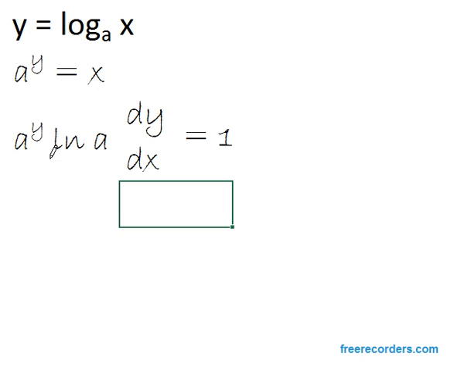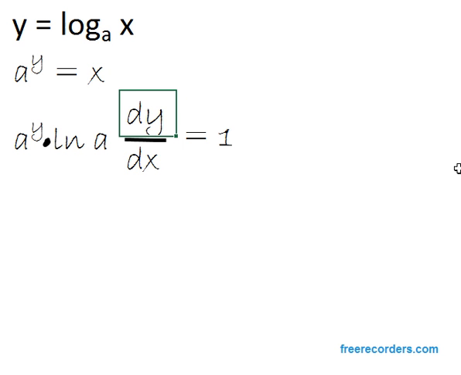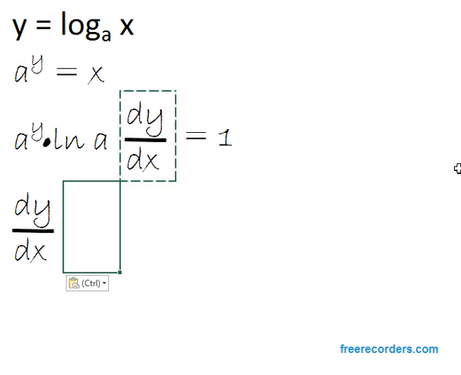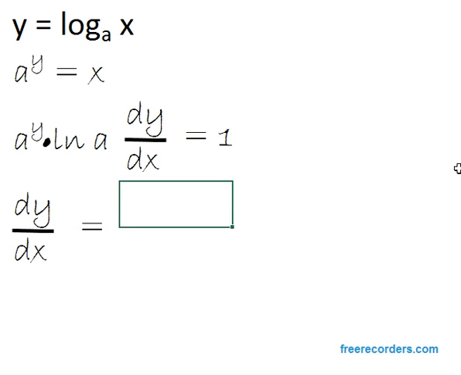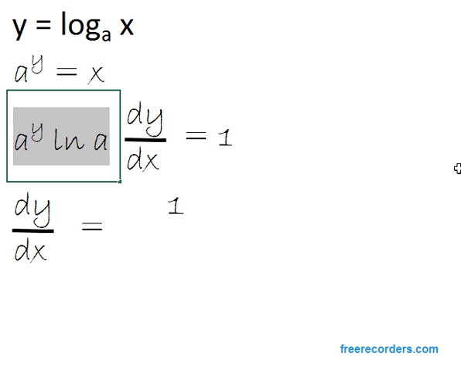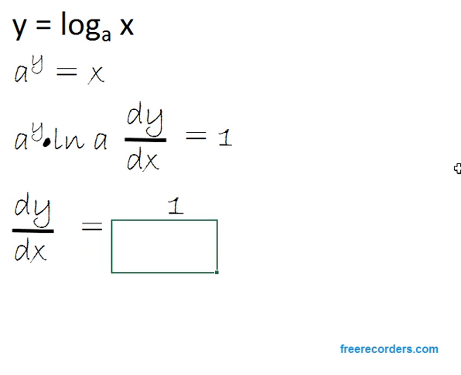Now that I've differentiated that implicitly, the next thing I have to do is solve for dy/dx. To do that, of course, I will divide both sides of the equation by a to the y times natural log of a. So I have 1 divided by a to the y times natural log of a.